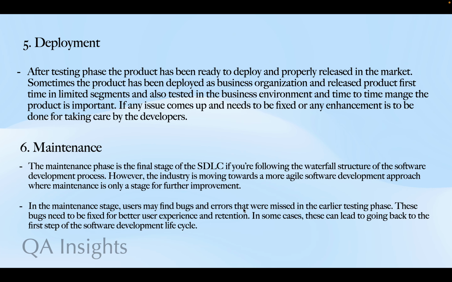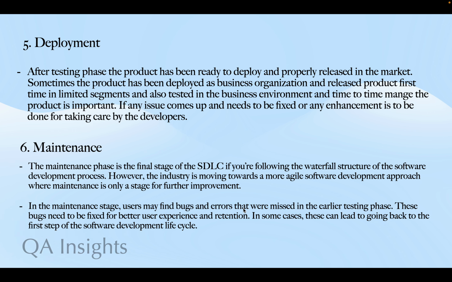The next phase of the development life cycle is deployment. After everything is tested, we get the sign off and everything is done in the testing phase, then the next step is that the product is ready to deploy and be properly released into the market. This is the deployment phase where the developer deploys the product into the market, or we can say a user environment. Sometimes the product is deployed to business organizations and released for the first time to a limited segment, and also tested in the business environment as well.